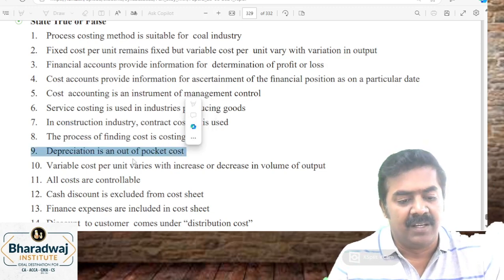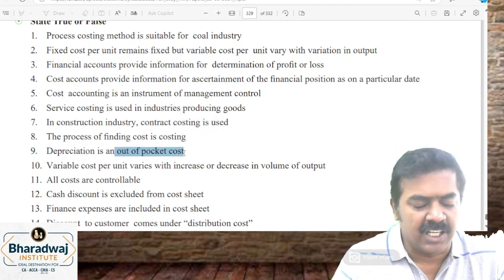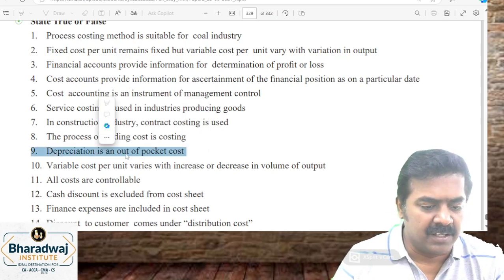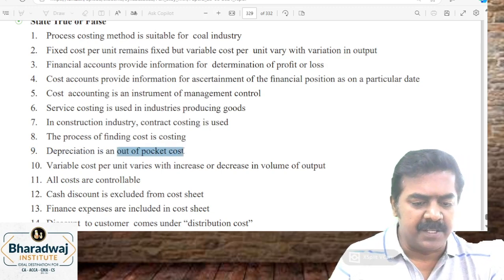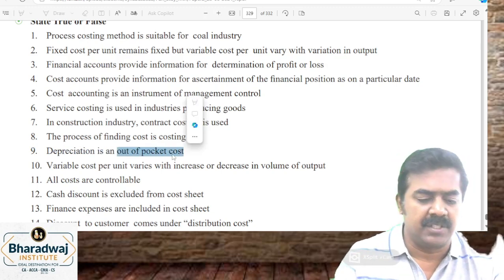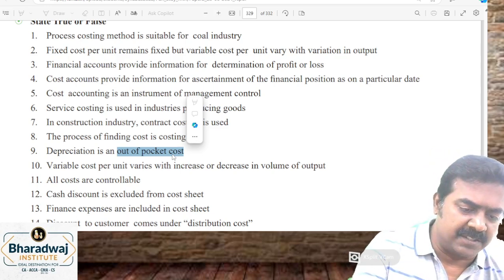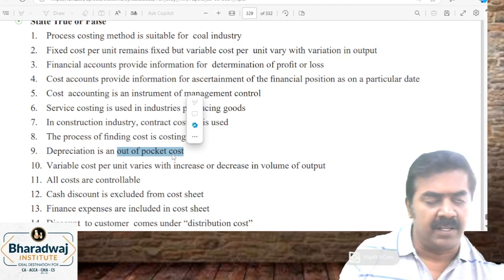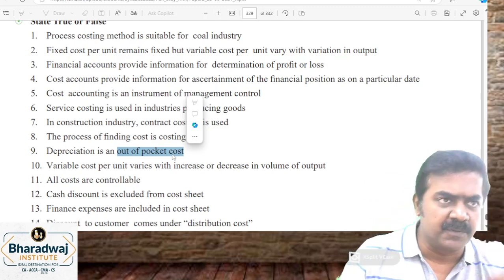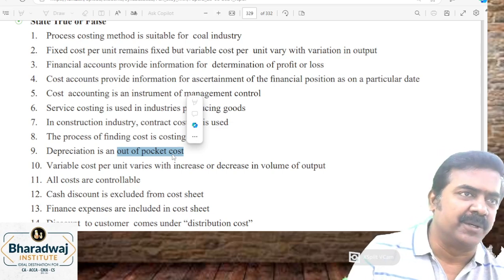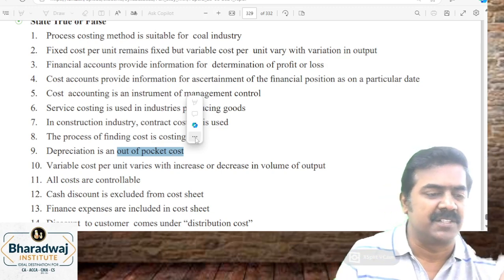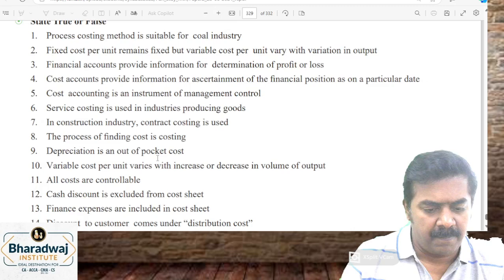Please note the meaning. Out-of-pocket cost means cash will go out. Depreciation is a non-cash expense. So it's false. Ninth one is false. What do you mean by out-of-pocket cost? Cash will go out. Okay, there is no cash going out. Salary, rent are out-of-pocket costs. But depreciation is not an out-of-pocket cost.